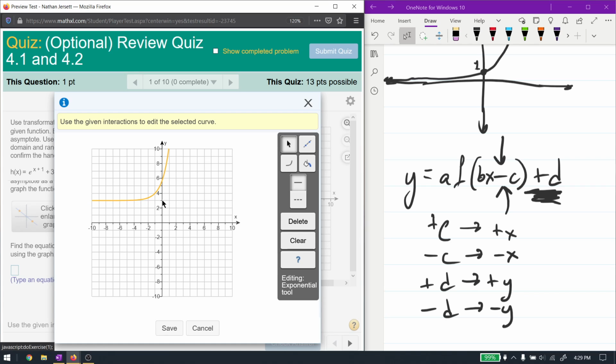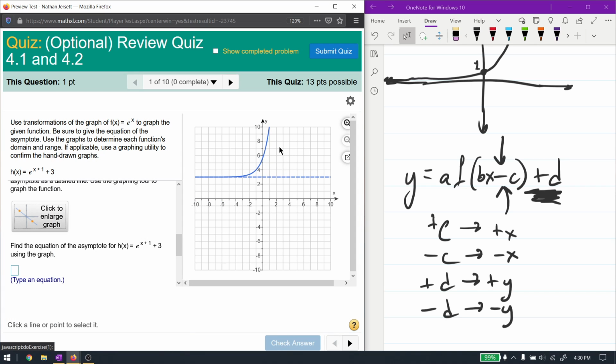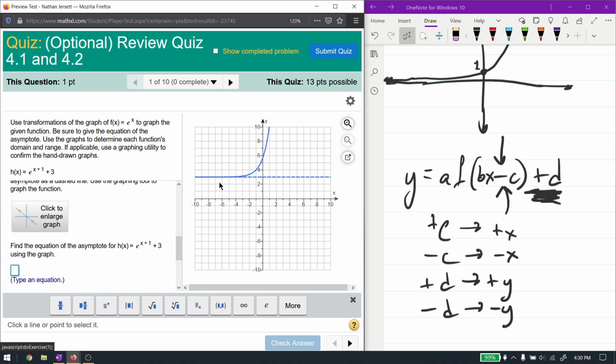And the asymptote is right here. That got shifted up 3 units. You could say it got shifted left 1 unit, but it doesn't really matter because it's a flat line. It also needs to be dashed, because that's not a function. It's just what the function gets close to. The equation of the asymptote is just the equation of this flat line, which is y equals 3. That's the equation of this dotted line here.